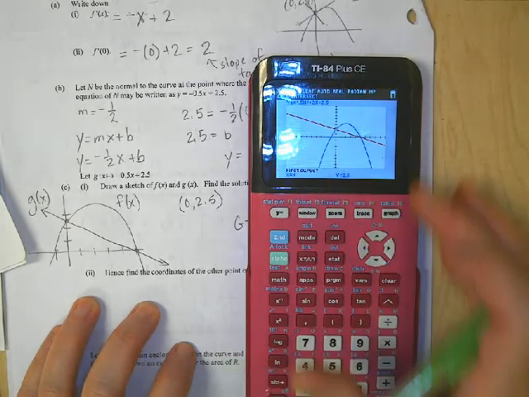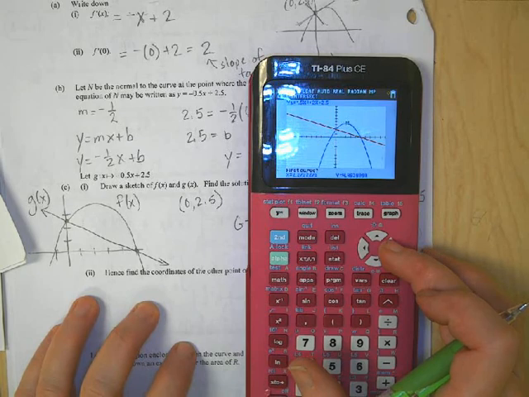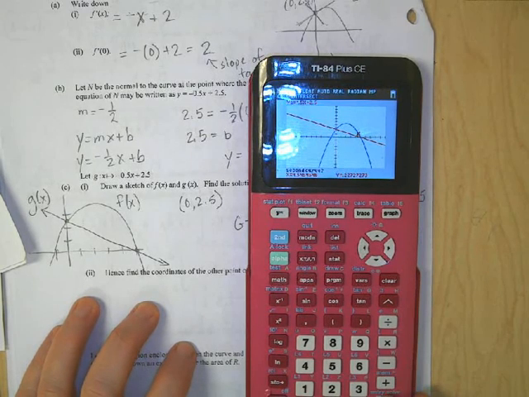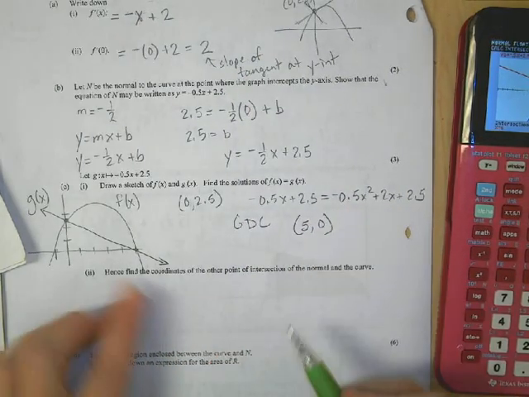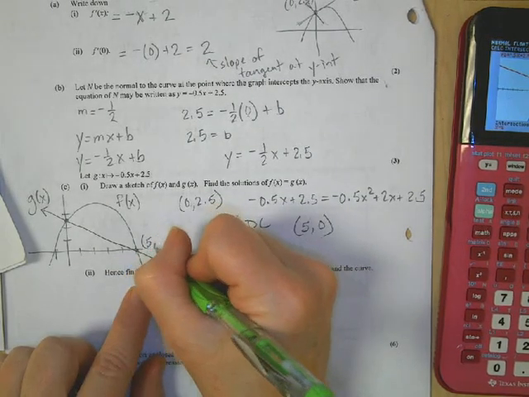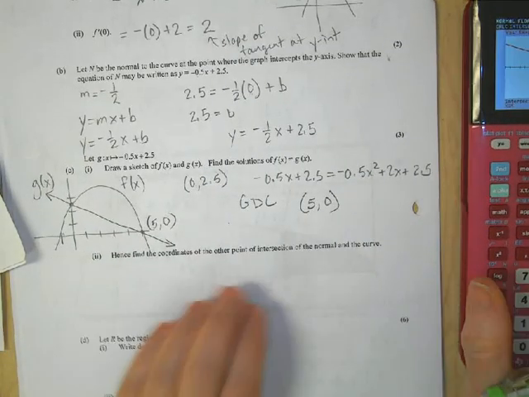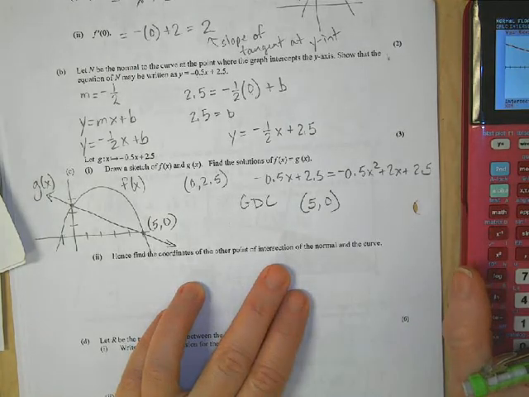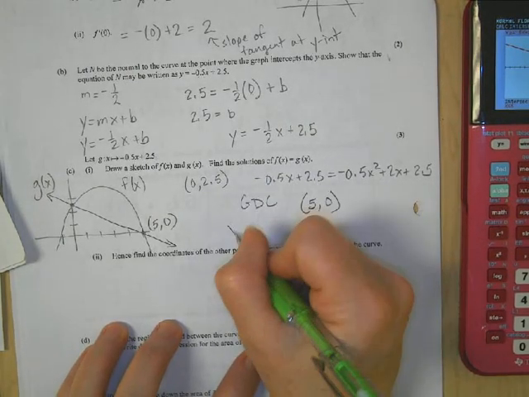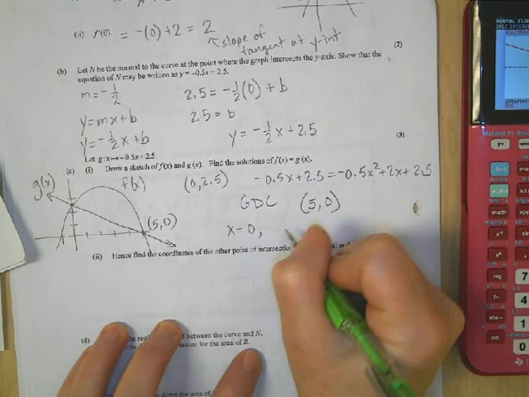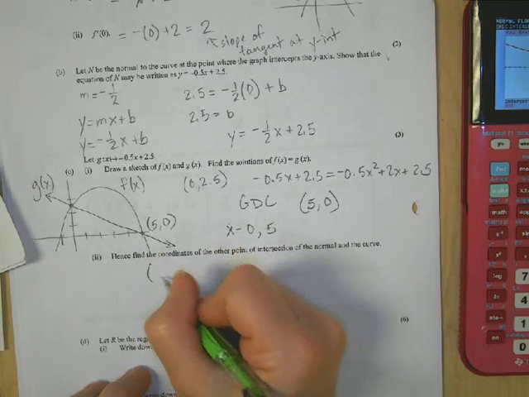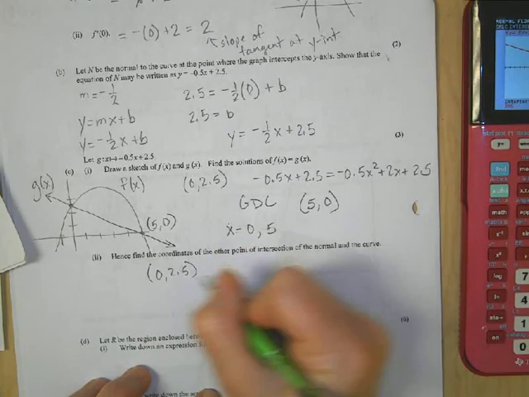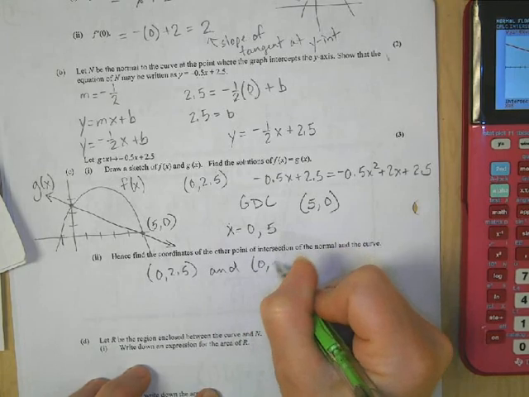It looks like it's at 5 and 0, but let's double check. Enter, enter, enter, and I get 5, 0. Yeah, so the other one is at 5, 0, and I got that by using my graphic display calculator, so 5 and 0. Hence, find the coordinates of the other point of intersection of the normal and the curve. Oh, so sorry, find the solutions. The solutions would be x equals 0 and 5. Those would be the answers there. Find the coordinates. That would be 0, 2.5 and 5, 0.